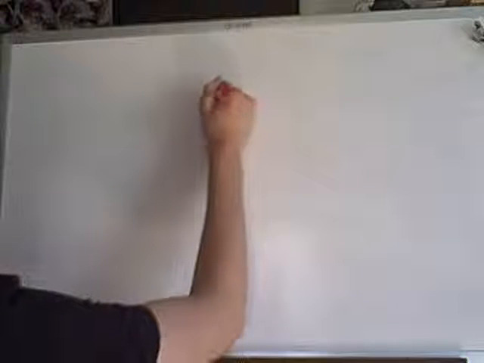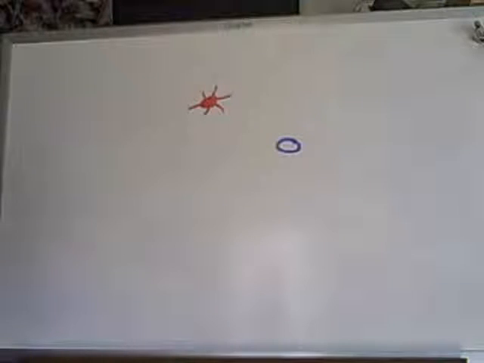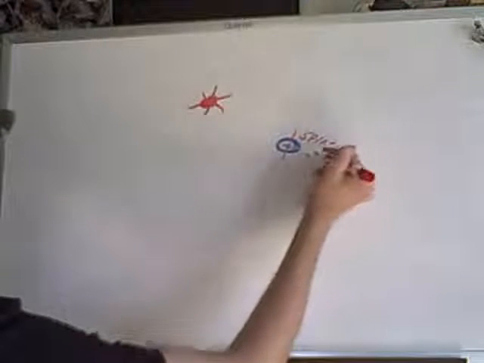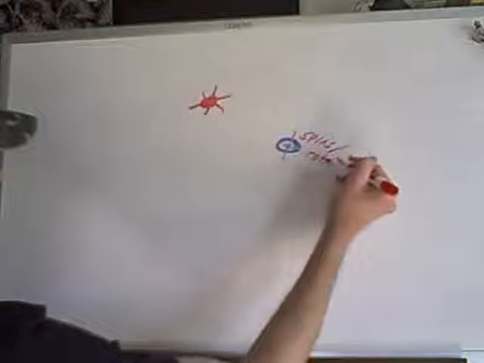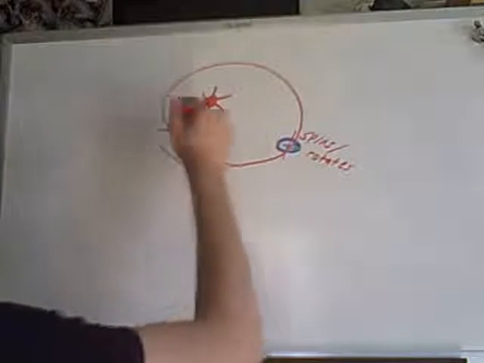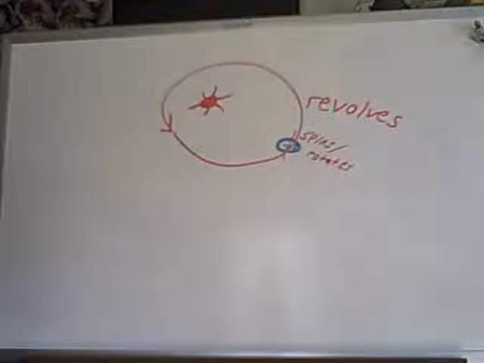I will show you a picture, and you will probably remember something similar from last week. Here's the sun. Okay. Here is the Earth. And if you remember last week, we said that the Earth spins or rotates. And it revolves around the sun.